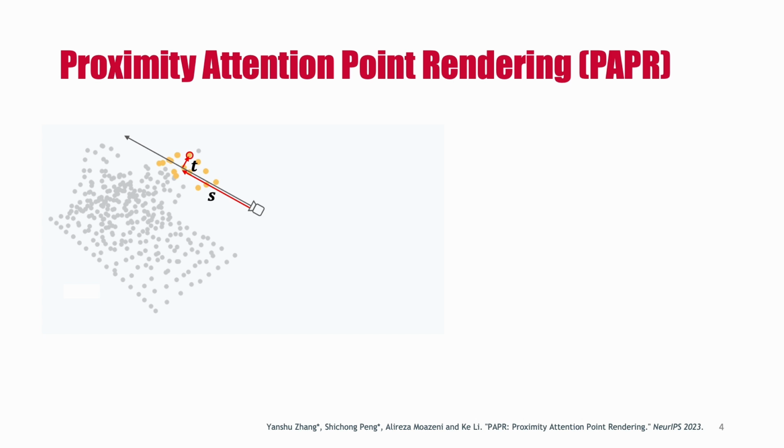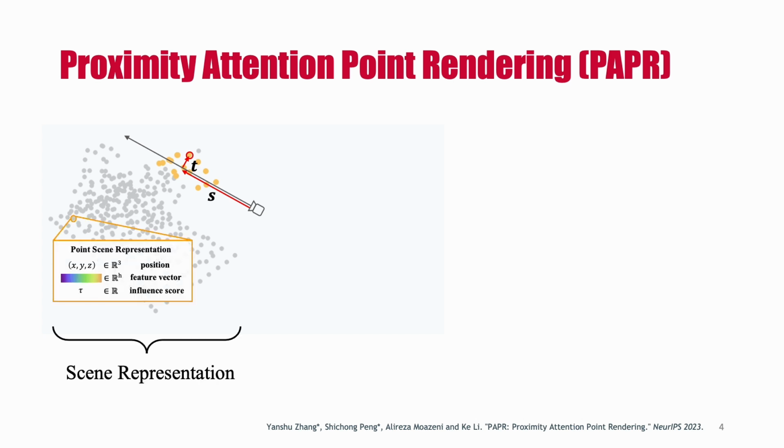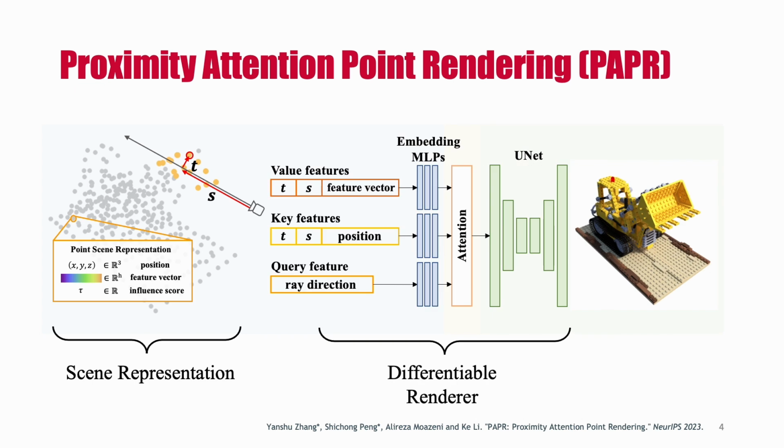To address these challenges, we leverage a recent point-based neural renderer called Proximity Attention Point Rendering, or PAPR. At a high level, PAPR learns a point-based representation of the scene, where the geometry is represented by point positions, and the appearance is represented by a feature vector associated with each point. To render a view, PAPR shoots rays through each target pixel, and renders them using an attention-based differentiable renderer.